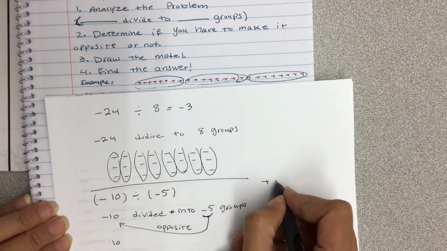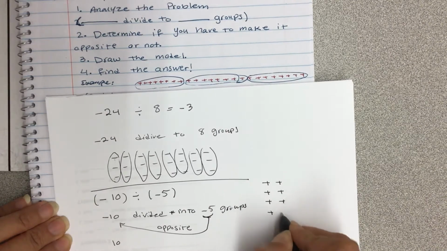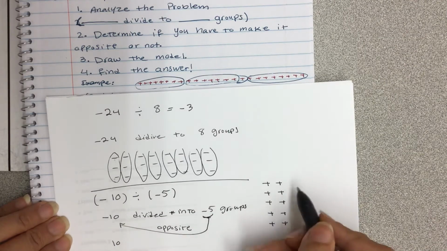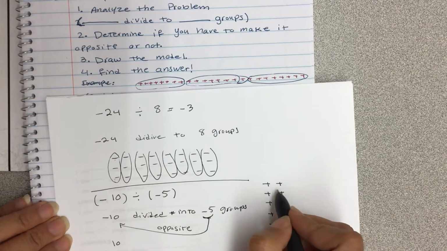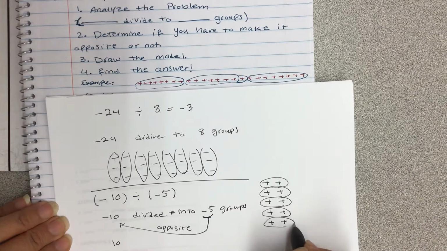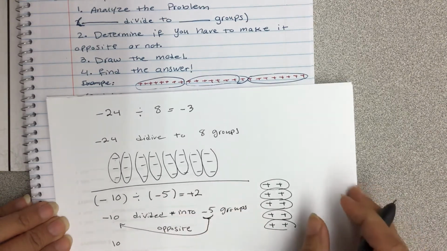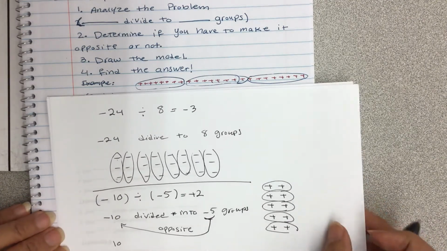Then I'm going to make it 1, 2, 3, 4, 5, 6, 7, 8, 9, 10. And then I'm going to divide it into 5 groups, because I can't divide it into -5 groups, so I'm going to make it opposite, and then I can divide it into 5 groups. 1, 2, 3, 4, 5. So my answer will be +2. These examples are telling us how to find an answer by using counters.